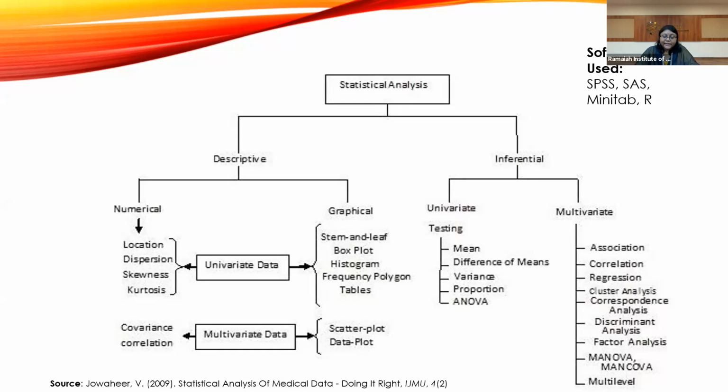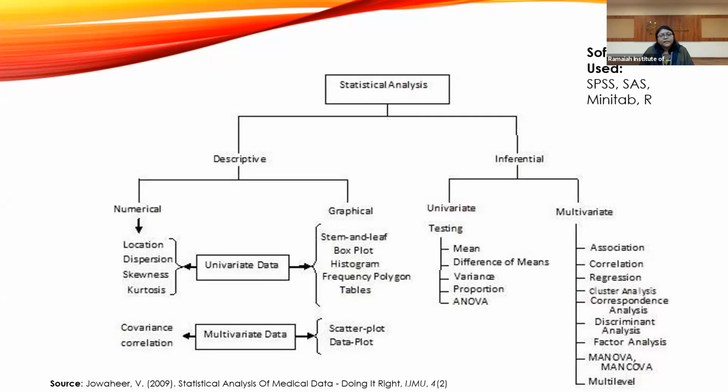Now coming to multivariate data. In a descriptive analysis of multivariate data, we always go for a scatter plot or data plot for the graphical representation, and for the numerical, we go ahead with covariance and correlation. Now in the inferential part, what is the basic difference between descriptive and inferential? In descriptive, we simply summarize. But in inferential, we always provide an inference. That means it is a summarization along with interpretation.